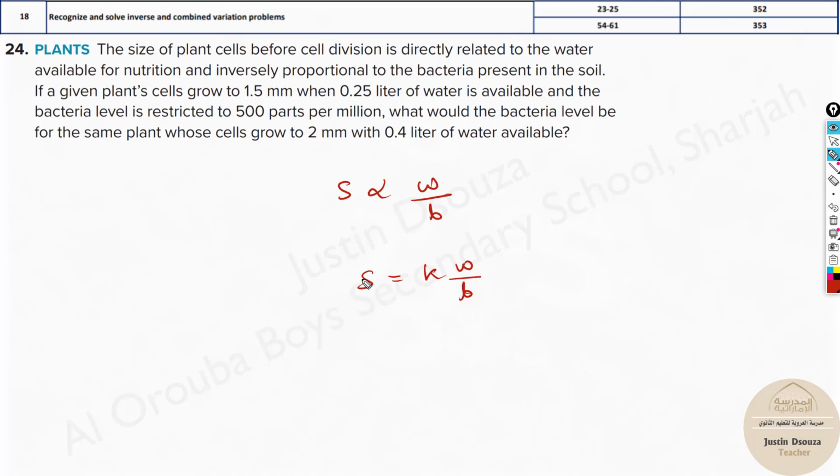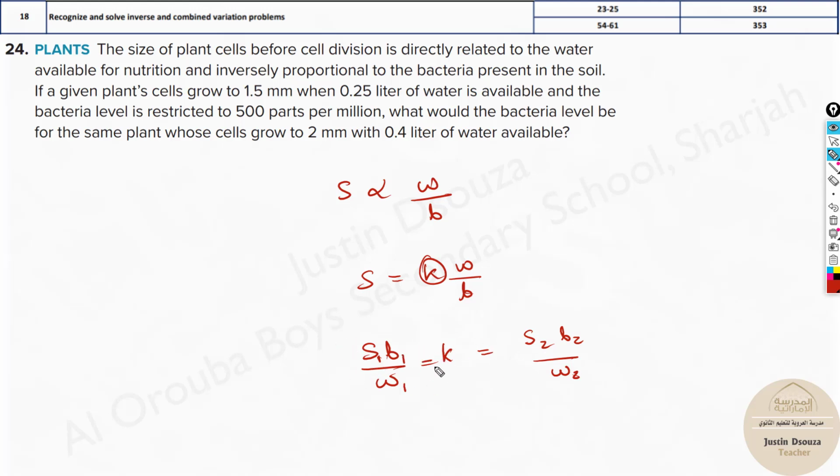Here I'll just tell you, S is how much? KW divided by B, right? Let's write everything in terms of K. So take this to the other side. SB divided by W will be equal to K. And now they have given one more set of values, so that is also equal to K, right? If I call this S1, B1 and W1, that is S2, B2, W2. Why? Because the constant is the same for both cases.